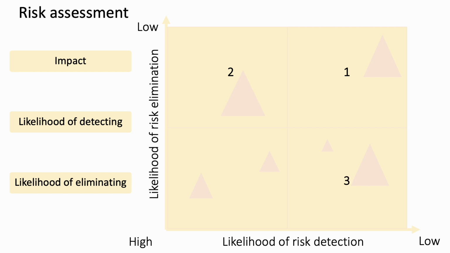Quadrant 3 covers risks that are difficult to detect but can be eliminated. These become priorities, especially if their impact is significant. Lastly, Quadrant 4 presents risks that are both likely to be detected and eliminated, making them less urgent regardless of their potential impact. This structured approach helps us prioritize our risk management efforts effectively.